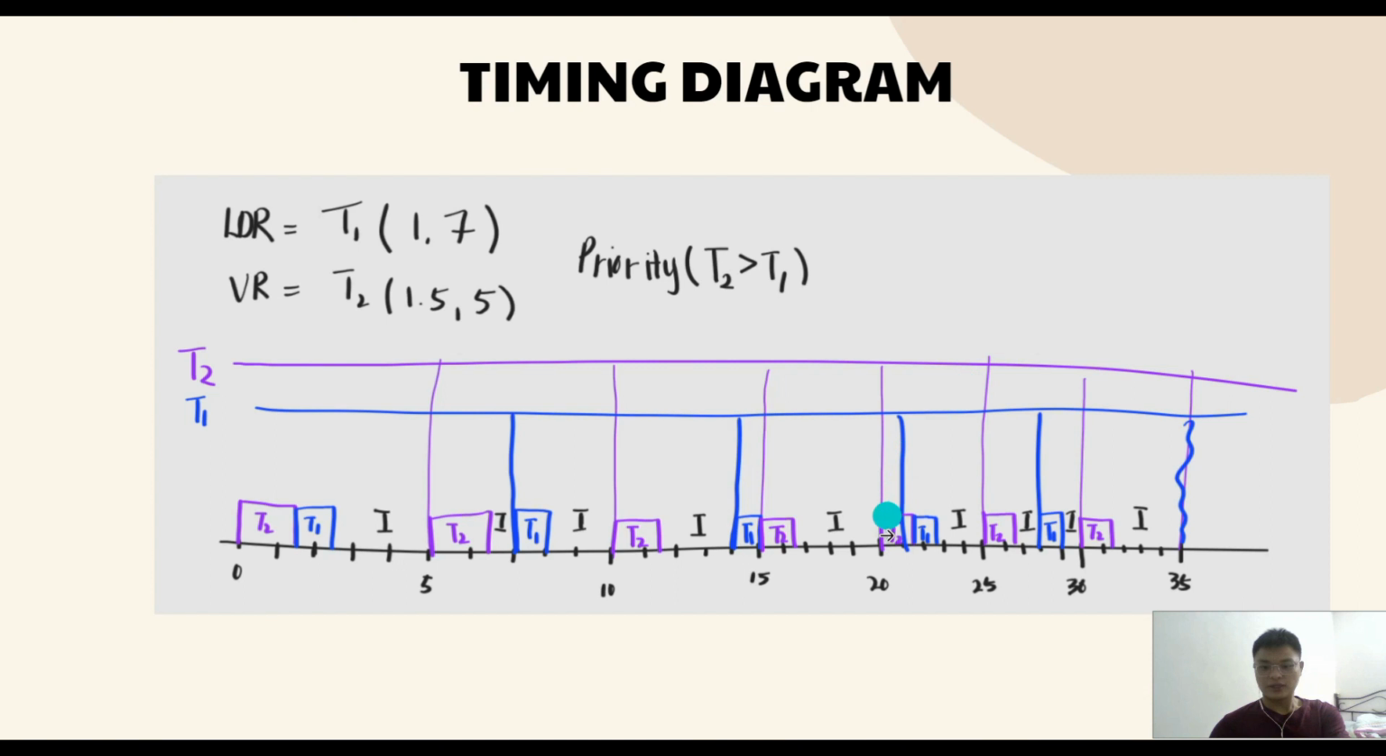But at time 20, you can see task 2 will still be scheduled first, followed by task 1, although we meet the new period for task 1. Because task 1 has lower priority than task 2, task 2 will continue to execute first, and it will go on until the period of 35.